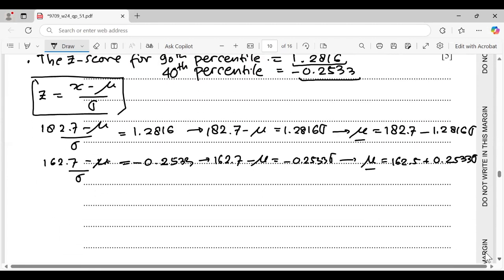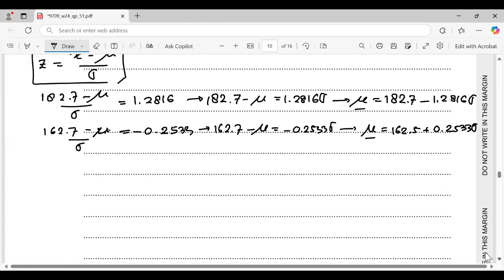So we can determine sigma, the standard deviation. Mu equals mu, which means 182.7 minus 1.2816 sigma equals 162.5 plus 0.2533 sigma.